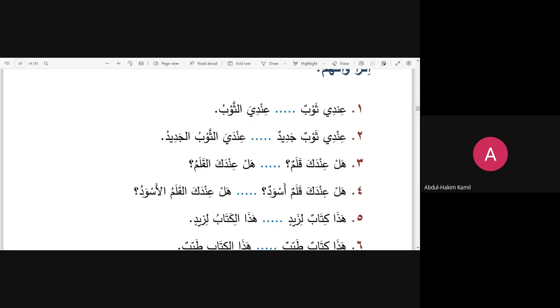Let's go on the other side. It says, Indi Athawb. I have the thawb. Look underneath it. It says Indi athawb al-jadid. What's the point? Why would I bring the exact same sentence? Just to show you that if you're going to describe the thawb, it has to be ma'rifa, ya Harun. Are you with me? And all these sentences.